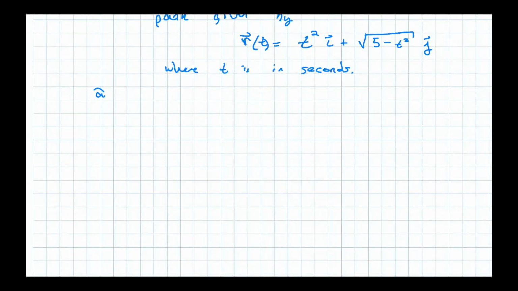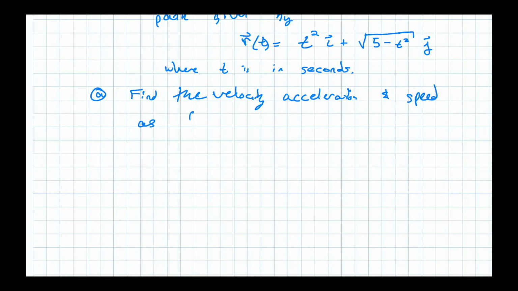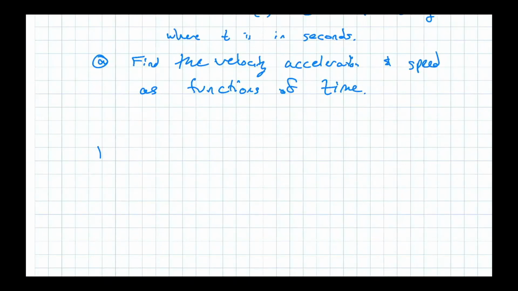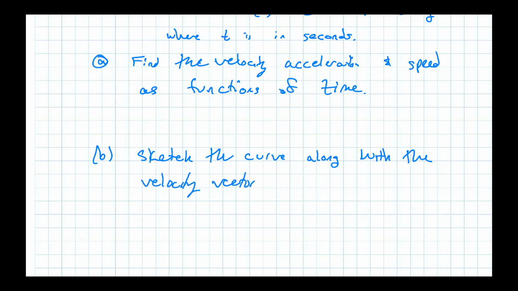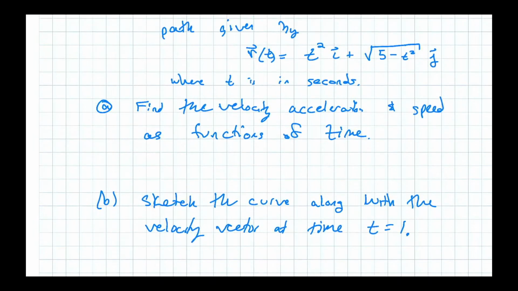Okay, now what they want is they say, find the velocity, acceleration, and speed as functions of time. And B is sketch the curve along with the velocity vector at time t equals 1. Actually, as soon as I'm writing this down, what I'm realizing is that I actually want to change this problem.